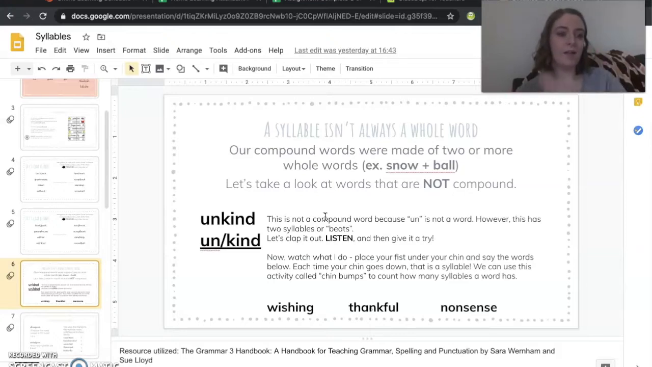Unkind, unkind. Two beats, okay? Now watch what I do. You're going to place your hand or your fist under your jaw like this. And when you say the word, you're going to feel that your jaw pushes your hand down. And that will also show you how many syllables are in the word. This is called chin bumps, okay?